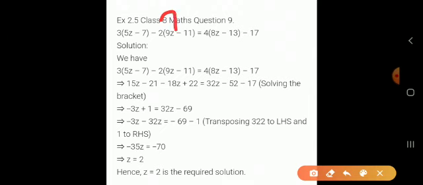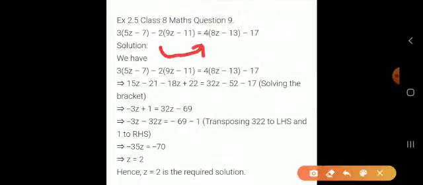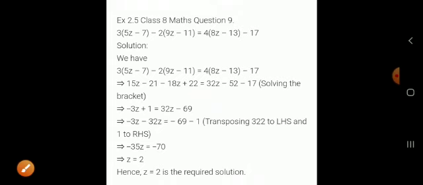So 2 into 9z, it is becoming 18z. Earlier plus sign was there with it. Now it is minus sign, minus 18z. Then 2 multiplied with 11. So 2 multiplied with 11, it will get 22. Earlier it was minus, so now it is becoming plus 22. Similarly, right hand side we can open the bracket. 4 into 8z is coming 32z, minus 4 into 13, it is coming 52, minus 17. This we have opened up the brackets. Now all the like terms we can solve. So like terms how to solve?